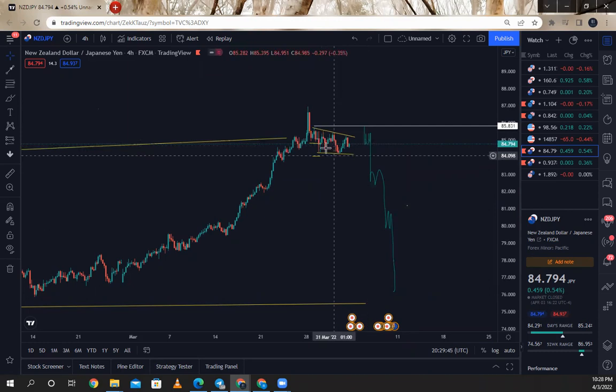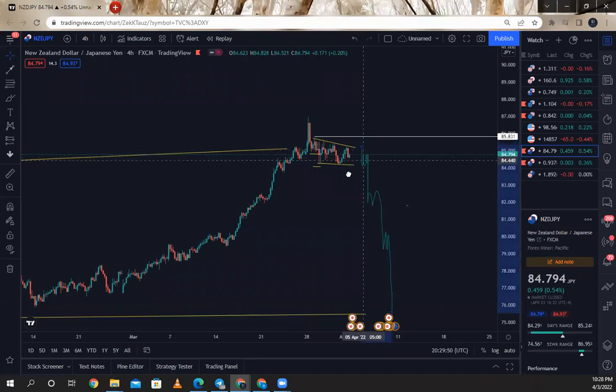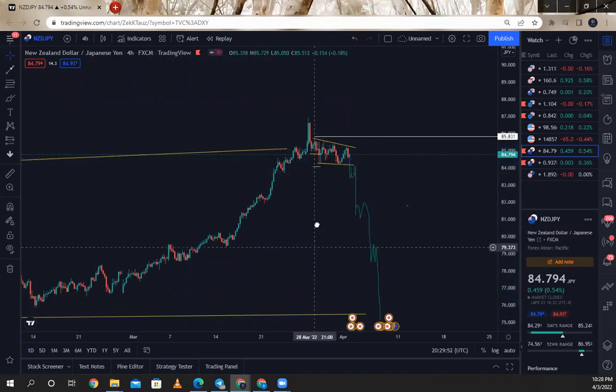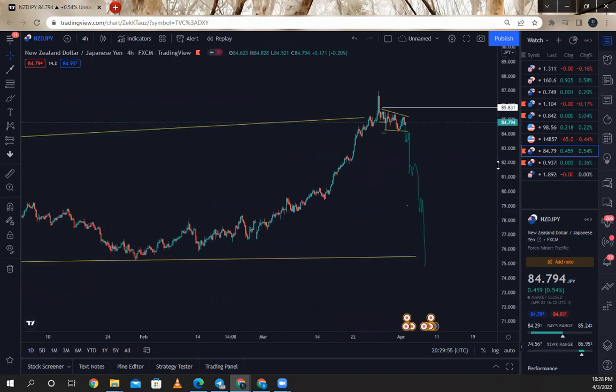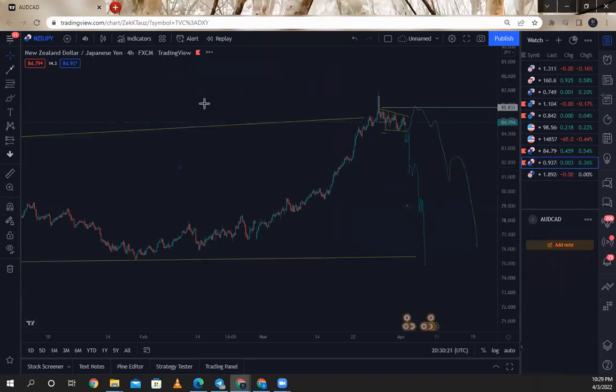So I'm expecting to get either that third touch here and a move to the downside, or it can break from here all the way to the downside. So those are two things that I'll be waiting for. If it breaks down here, I'm going to enter the market. And the moment it comes up here and gives me that reversal, I am going to enter again. So the bias is to the downside here also on NJ, which is New Zealand JPY.